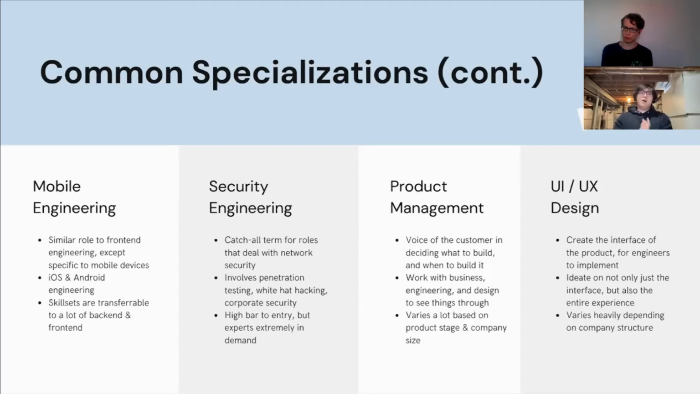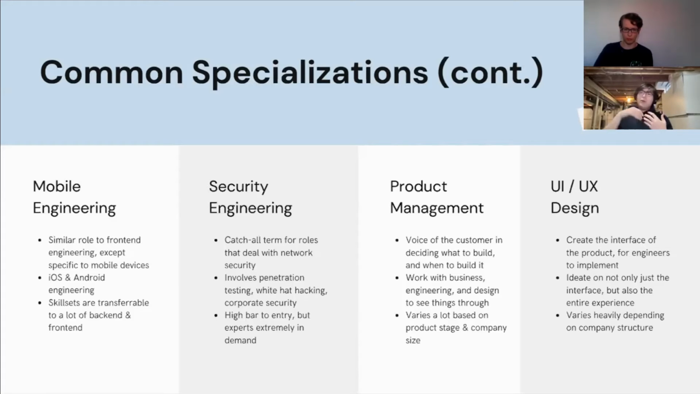So next up is the less engineering focused side, but two other common specializations that are very much in demand within technology, which are product management and UI UX design. Product management is the voice of the customer in deciding what to build and when to build it. It's a really cross-disciplinary field where you could be technical or you could not be. But it involves working with business, engineering, and design, sales, marketing, and the entire gamut of the organization, depending on what kind of products you're building, in order to deliver value and make sure that your work is valuable to the customer at the end of the day.